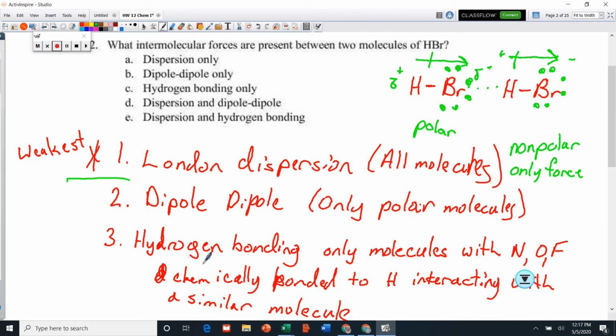For hydrogen bonding to occur, only molecules with nitrogen, oxygen, or fluorine chemically bonded to the hydrogen can do it, and they interact with a similar molecule. We do have a hydrogen, but we don't have nitrogen, oxygen, or fluorine, so it is definitely not that. For this one, we're experiencing dipole-dipole and London dispersion. D would probably be the best answer on that one. All right, moving forward.